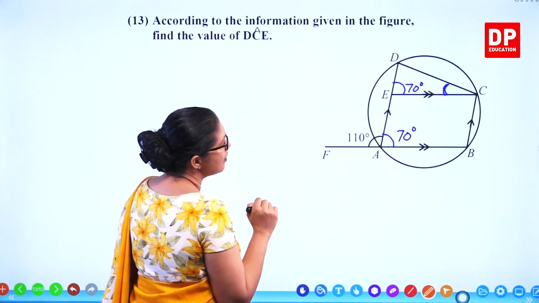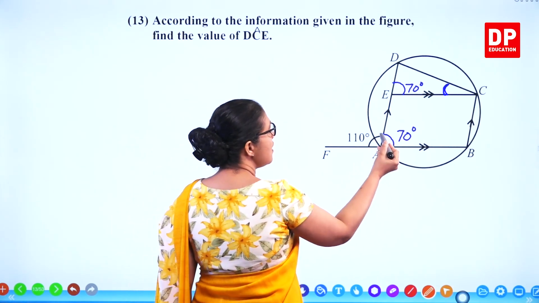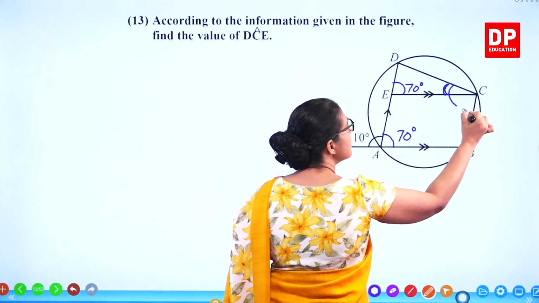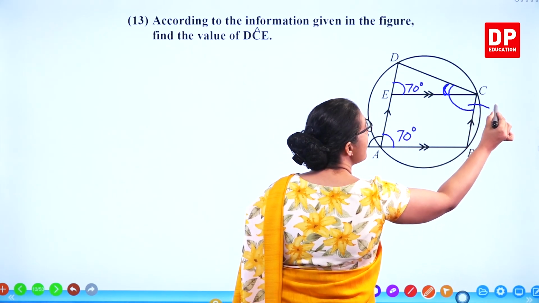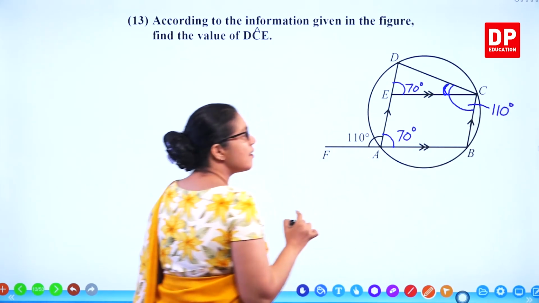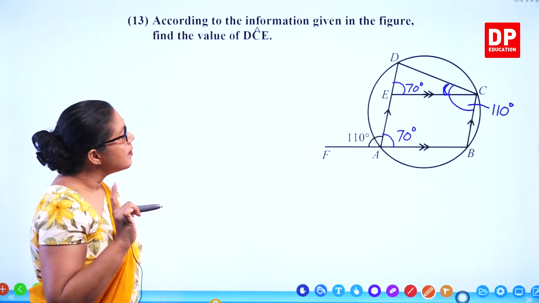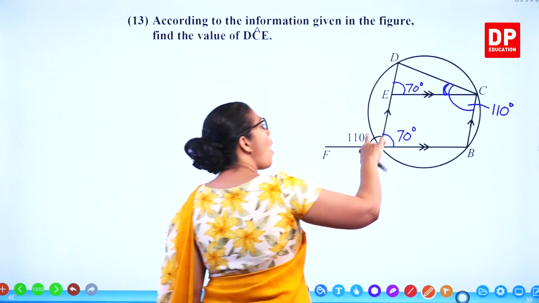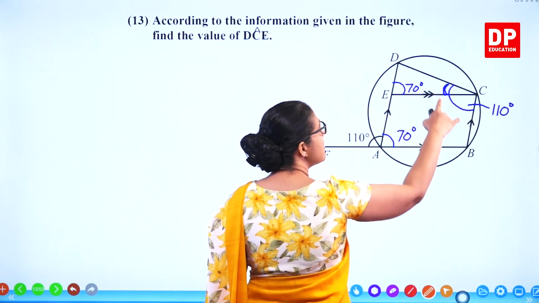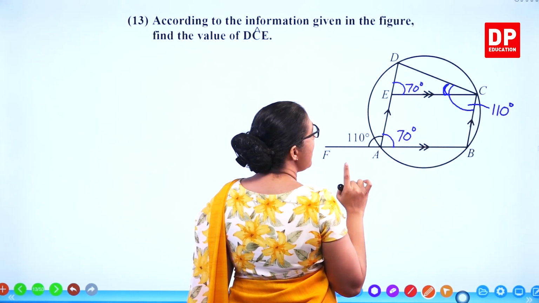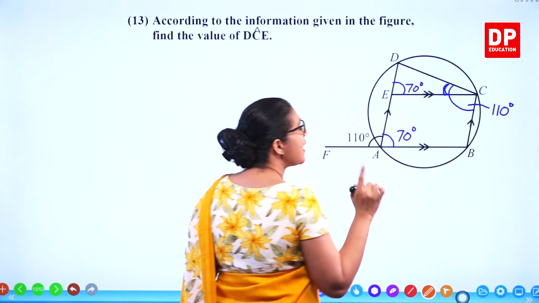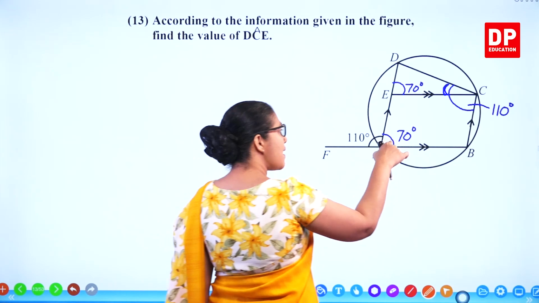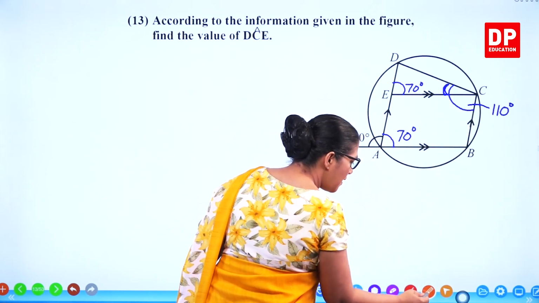We can find out. Now can you see this angle is the same as this angle. This whole thing is 110. What's the theory? Exterior angle of a cyclic quadrilateral is equal to the opposite interior angle. So this is 110. And what do you know about the opposite angles in a parallelogram? Opposite angles are equal. If this is 70, this angle is also 70.